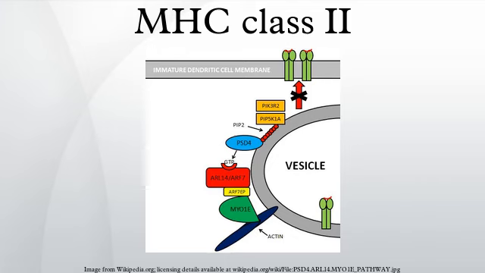MHC class II molecules are a family of molecules normally found only on antigen-presenting cells such as dendritic cells, mononuclear phagocytes, some endothelial cells, thymic epithelial cells, and B cells. The antigens presented by class II peptides are derived from extracellular proteins. Hence, the MHC class II-dependent pathway of antigen presentation is called the endocytic or exogenous pathway.